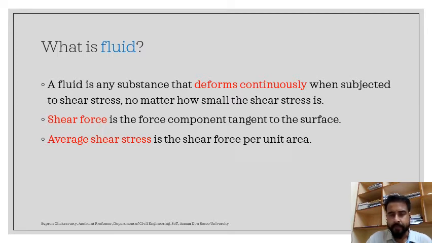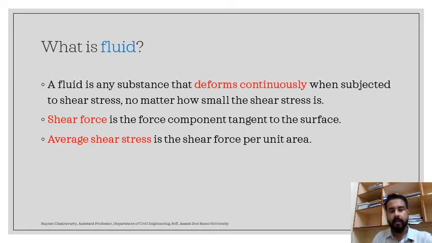That means, in general, we can say that a fluid is something that flows, but to be more technical, because you are all advanced learners, you are all in the final year, we'll go with a very technical definition: it is a substance that deforms continuously. The deformation does not stop. So a fluid is deforming.